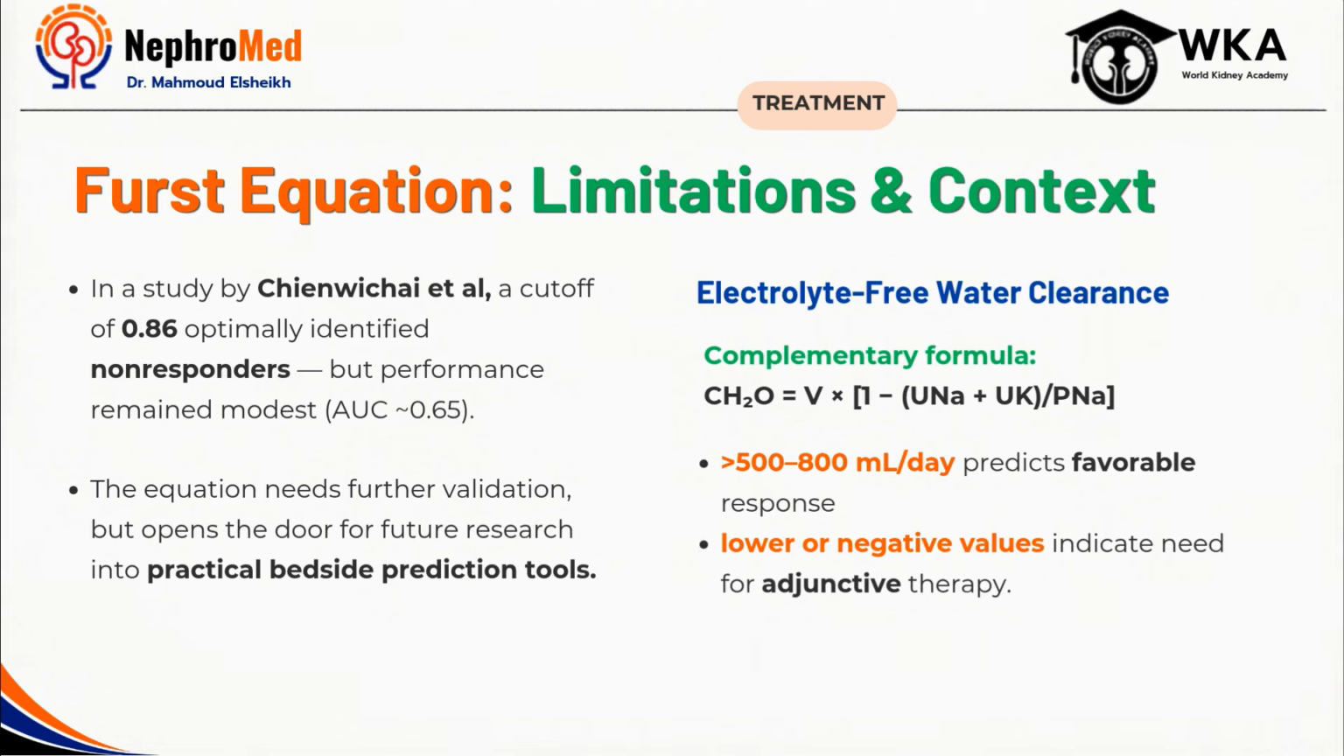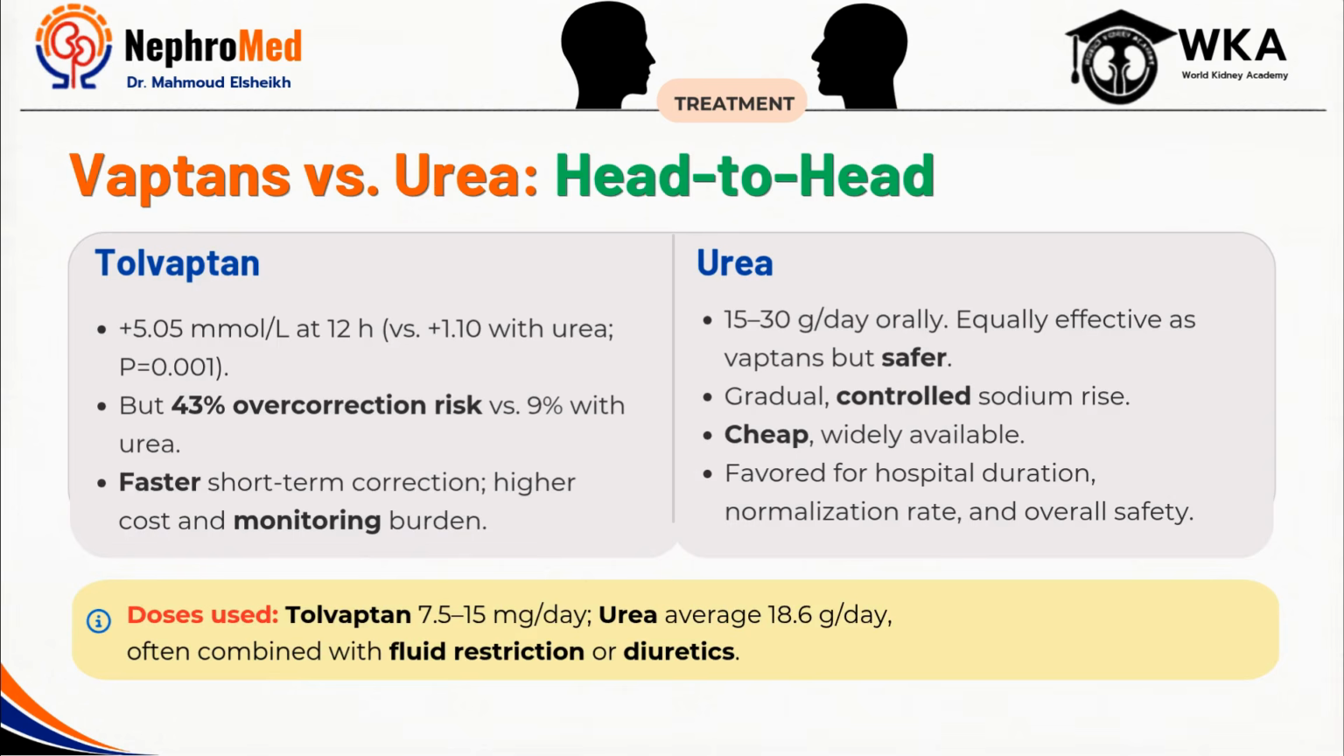And this is really the broader message of modern hyponatremia management. We are gradually moving away from purely descriptive approaches toward physiology-based prediction tools that help individualize therapy and anticipate treatment response more accurately. When fluid restriction fails, two important second-line options commonly discussed are vasopressin receptor antagonists, particularly vaptans, and oral urea. Both aim to increase free water excretion, but they differ significantly in physiology, safety profile, cost, and practicality.